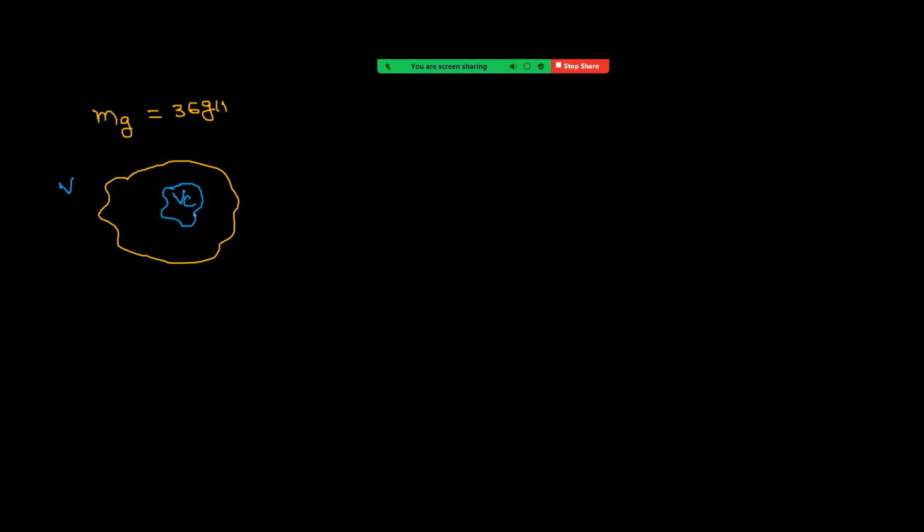Nothing is present. So gold is present only in this volume, which is V minus Vc. This is the volume of gold. See carefully, okay? That volume into density of gold gives mass of gold, that is 36 gram. Next, you can see it weighs only 36 gram weight in water. So buoyancy force is 2 gram weight.